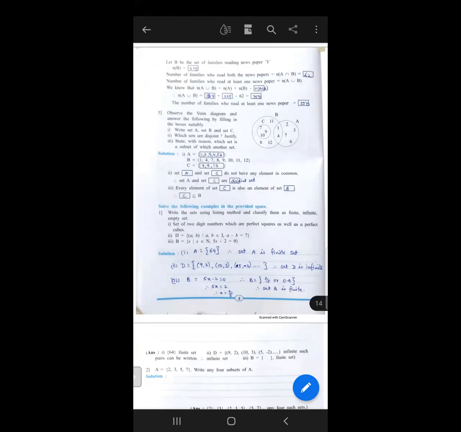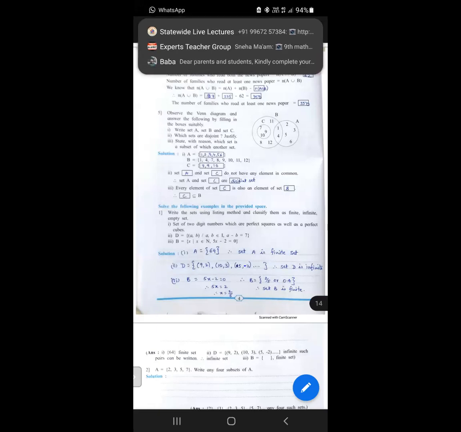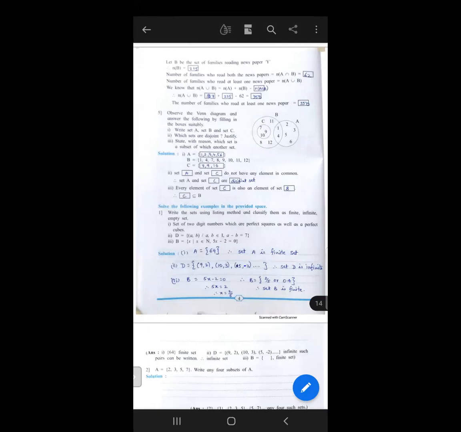Okay, now as I told you students, from chapter number 1, that is the sets, two practicals are there, practical number 1 and practical number 2. Okay, so the main question is covered under the practical, but there can be different types of questions or different small topics which cannot be covered under the practical. Okay, so such types of questions are there in this part. So let us see the first one.